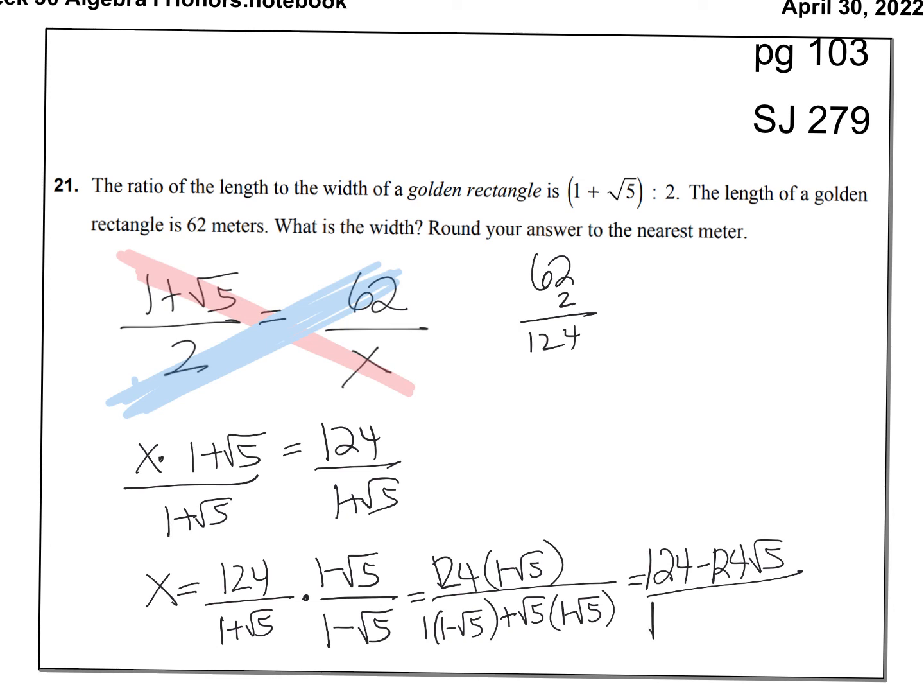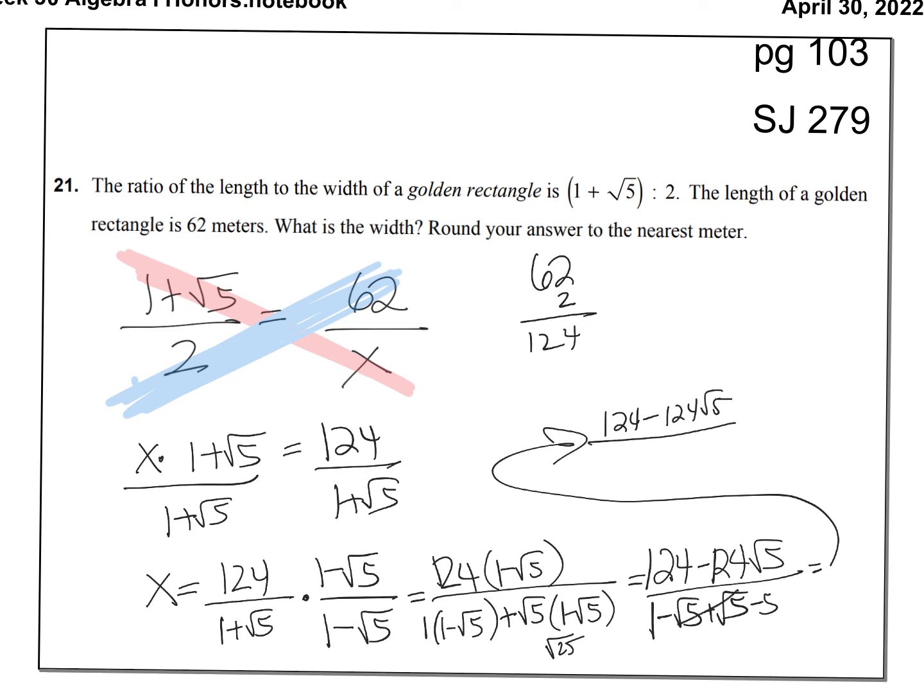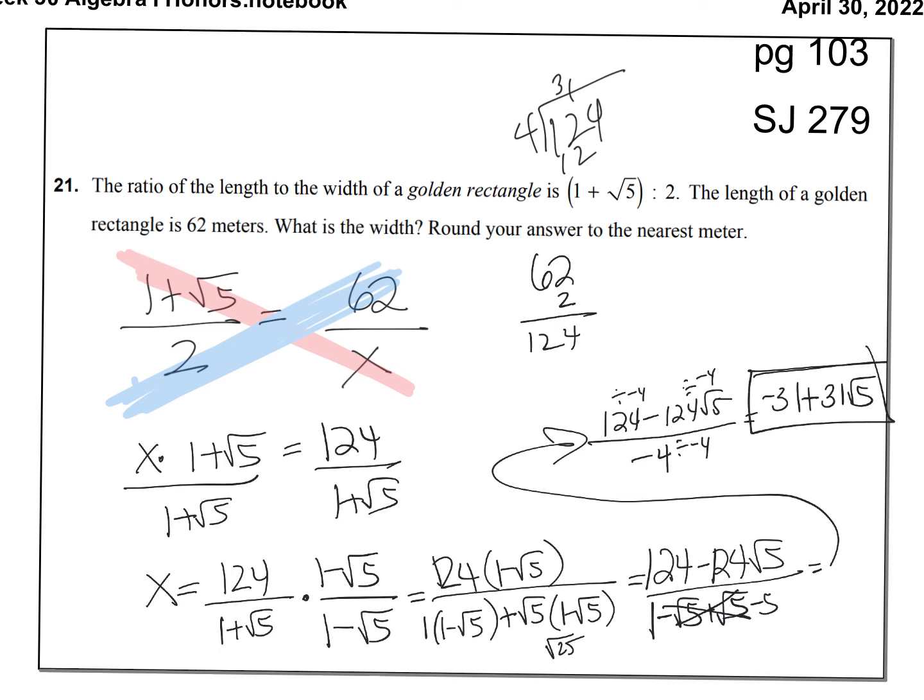And then I've got 1 minus square root of 5 plus square root of 5 minus the square root of 25, which is minus 5. So I have 124 minus 124 square root of 5 all over negative 4. And I believe 4 goes into 124. 3 fours are 12, 31 times, yes. So I'm going to divide, and I'm going to divide by negative 4 to get rid of that negative out of the denominator. So I'm going to have negative 31 plus 31 square root of 5. That would be the width of a golden rectangle that has a length of 62 meters.